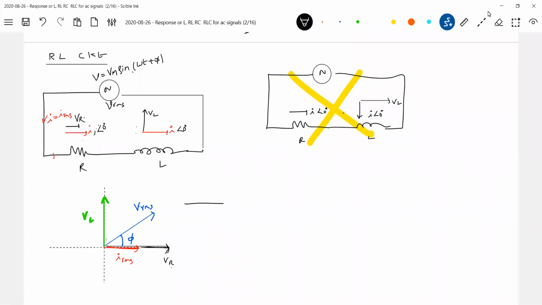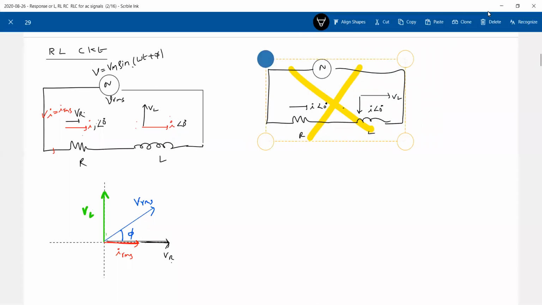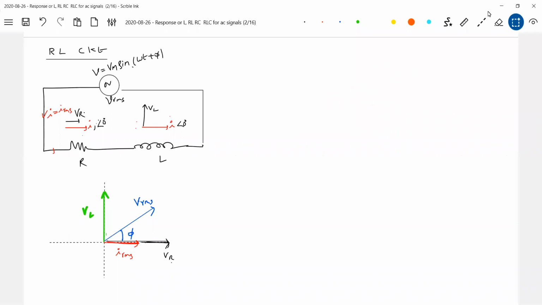So now let's construct the triangle. This is called the voltage triangle. I'll take this out. The voltage triangle will be drawn. This is VRMS. This is VR. Why should VR have zero phase? I'm assuming current to be zero phase, and across the resistor voltage and current will be in phase. And this is the phi.